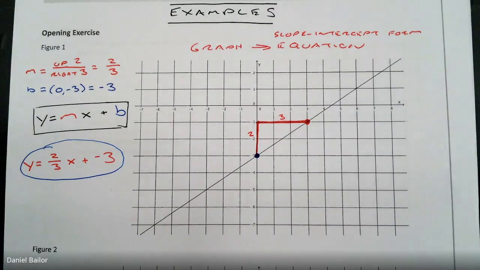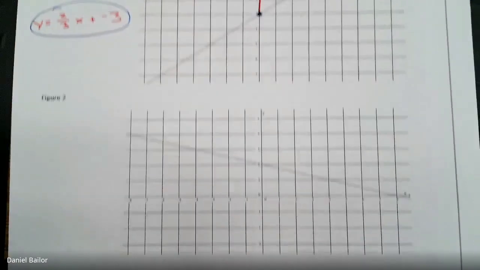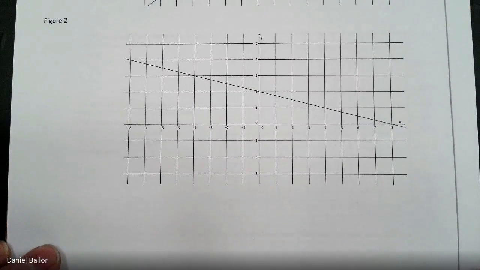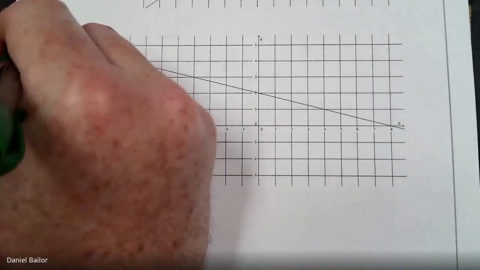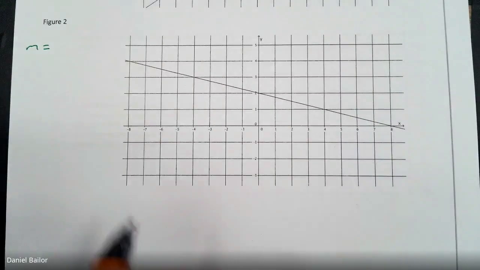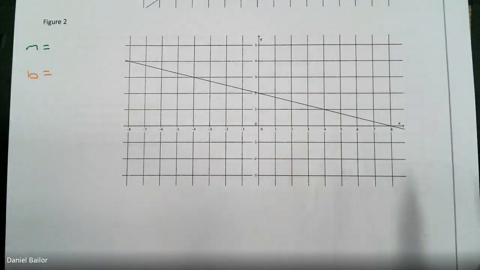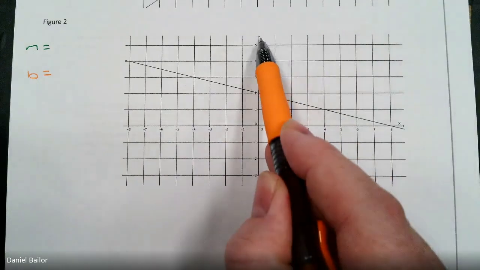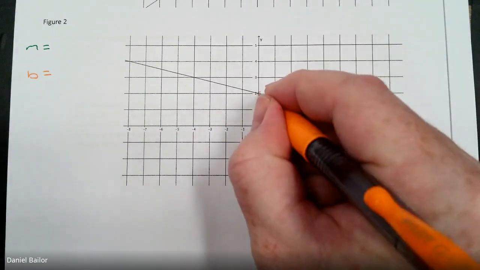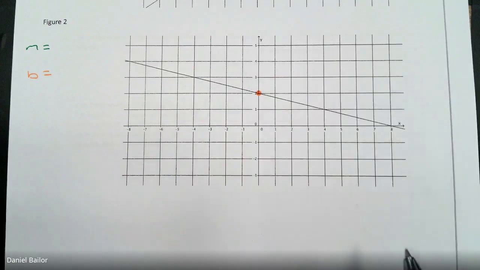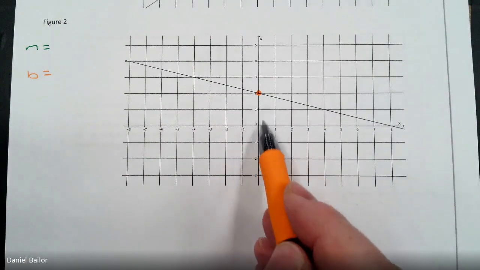Let's show you again one more time using figure 2. Here's figure 2. Again, we want to change the graph to the slope-intercept equation. So to do this, remember, we need m for the slope, and we need b, the y-intercept. And for me, I always like to start with the y-intercept because it's easy to find. Just find the y-axis and put a point where the line crosses. And this time, the line crosses at (0, 2).